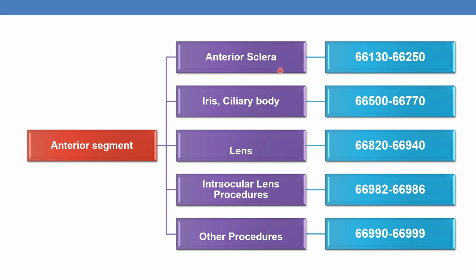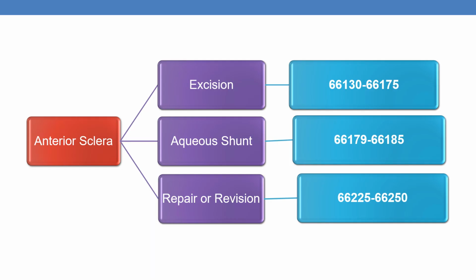The CPT range for anterior sclera is 66130 to 66250, and for iris and ciliary body it is 66500 to 66770, and for lens the CPT range is 66820 to 66940, and for intraocular lens procedures the CPT range is 66982 to 66986, and finally other procedures come under the range 66990 to 66999. First of all, coming to anterior sclera. Anterior sclera is again divided into excision, aqueous shunt, repair or revision.